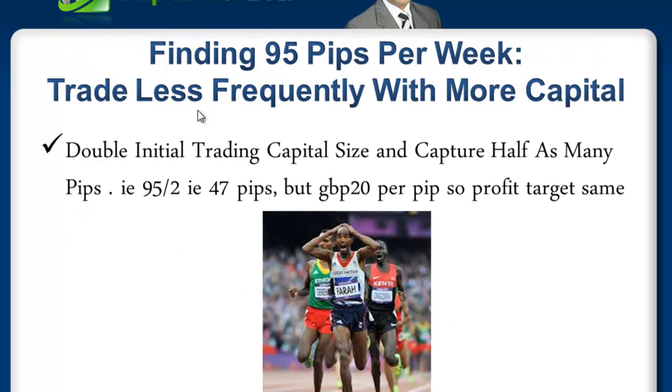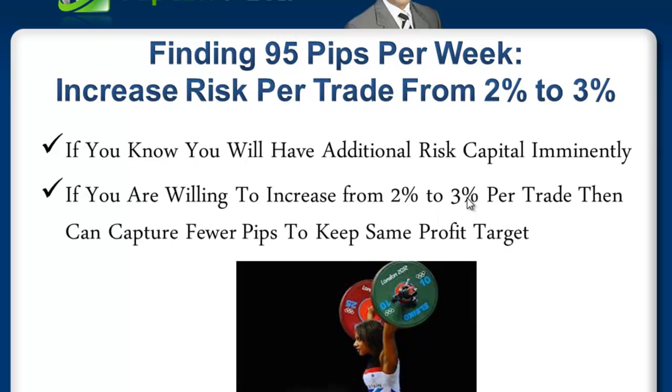The other way is to trade less frequently but with more capital. You double your initial trading capital size and capture half as many pips. So instead of 95 pips, you only need to do 47 pips now, but you do £20 per pip, let's say. So the profit target's still the same, because your trading capital's doubled.